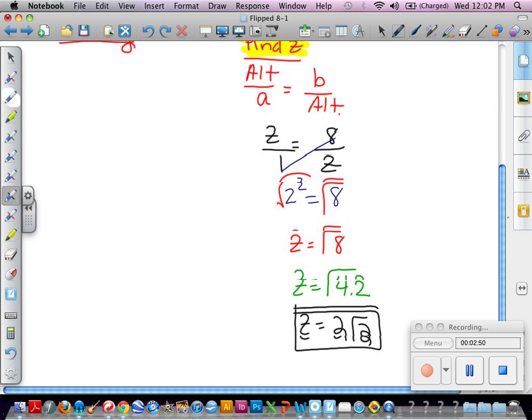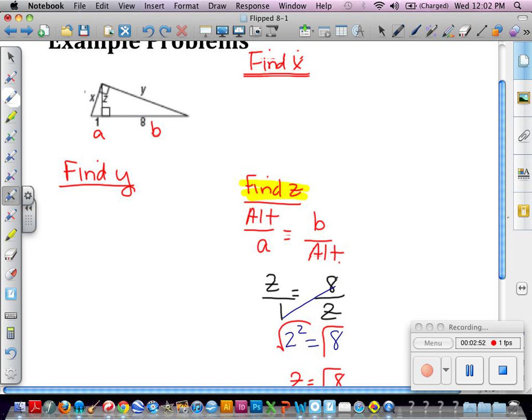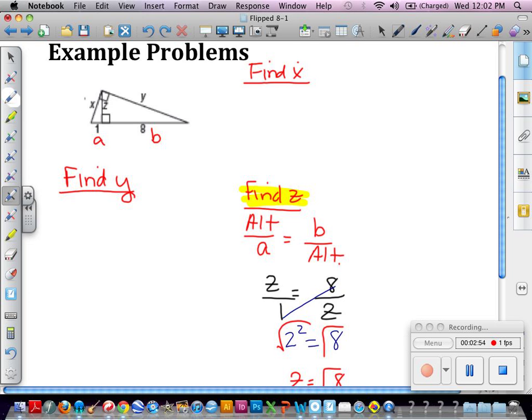Let's take a look at that picture. I now need to find either x or y. X is a leg, so I'm going to use the leg geometric mean. You're going to take the leg, and they're going to go across from each other, and that's the same leg. And then remember, it's the total hypotenuse and the closest piece.